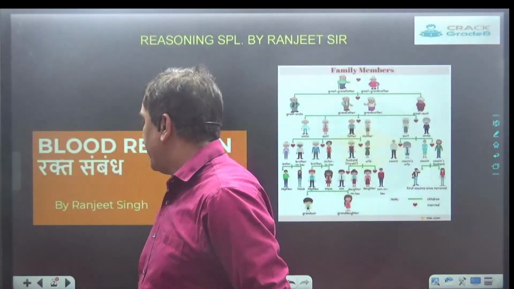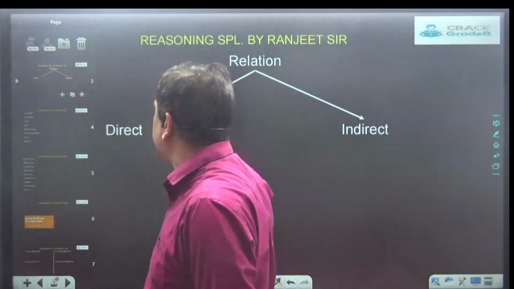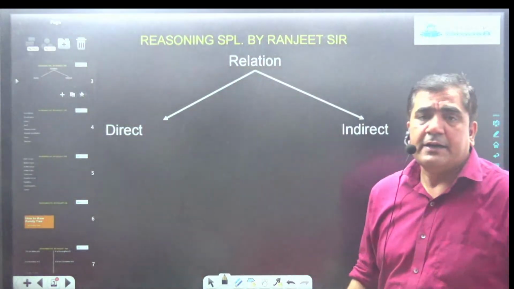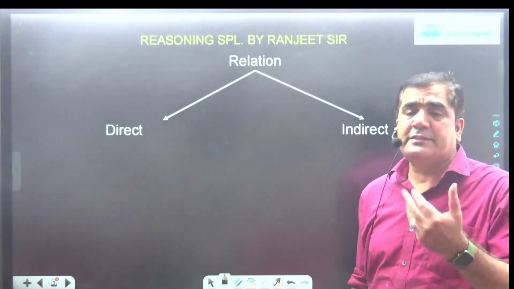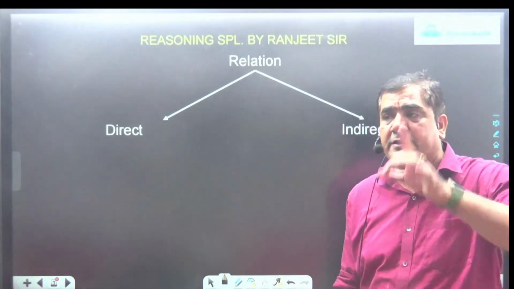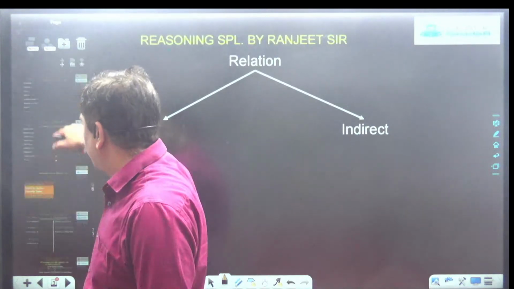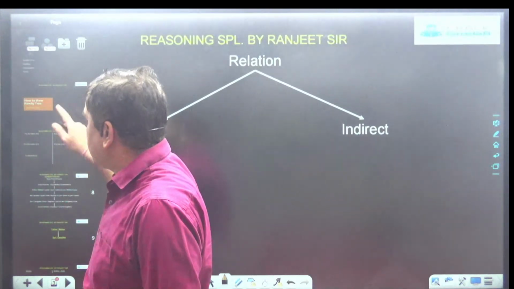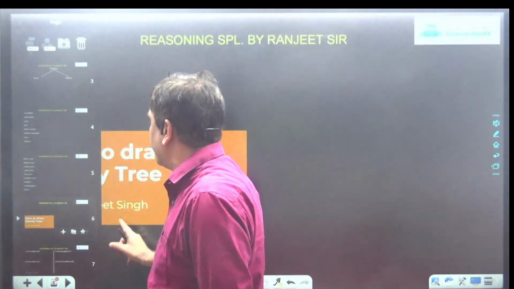Okay, last class we understood that any relation will be of two types, direct or indirect. Direct means all those relations which are directly related to me. If any relation is formed with some other person, a third person, that will be called indirect. Last class we also understood how to draw the family tree.